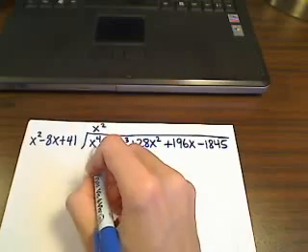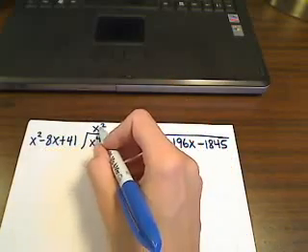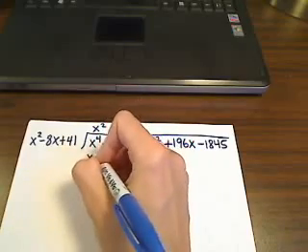All right, so if I take x to the fourth and divide it by x squared, then I get x squared. So I'm going to put x squared up here.